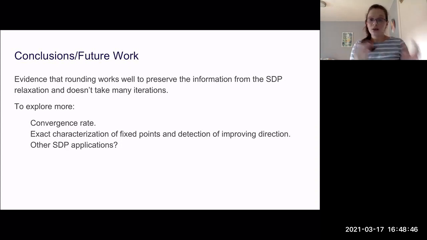And then in this particular context for clustering, things that we don't know that we would still like to know would be convergence rate and an exact characterization of the fixed points and detection of improving directions. So just in case we ended up at a fixed point that was not a clustering, is there a way we could then wiggle ourselves out of that situation so that we could get to a clustering?